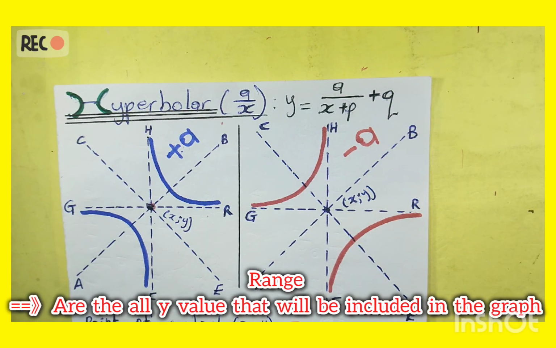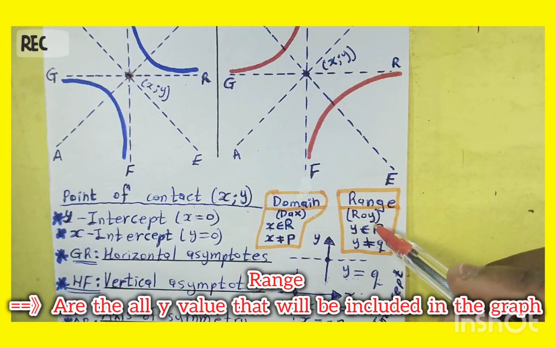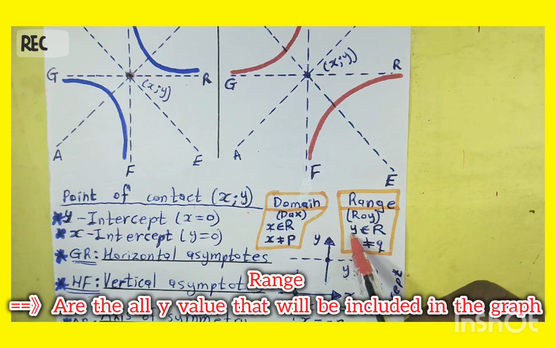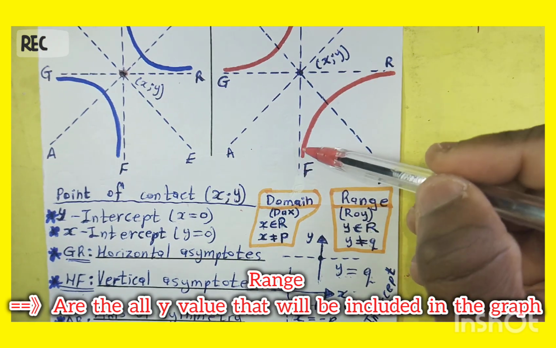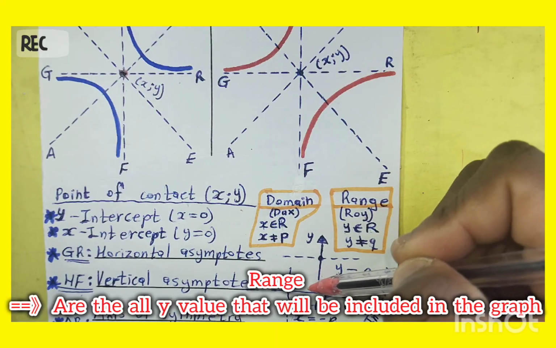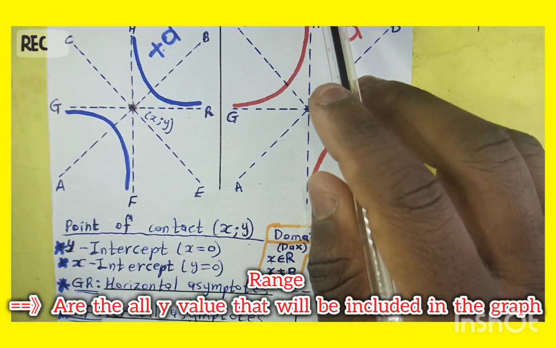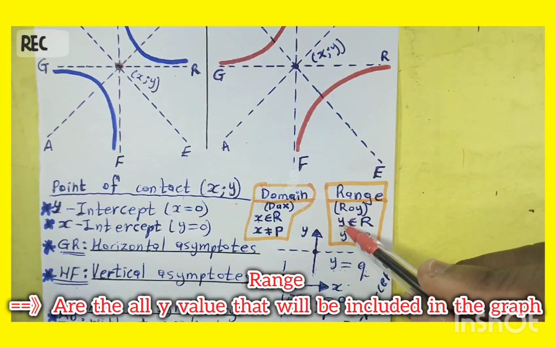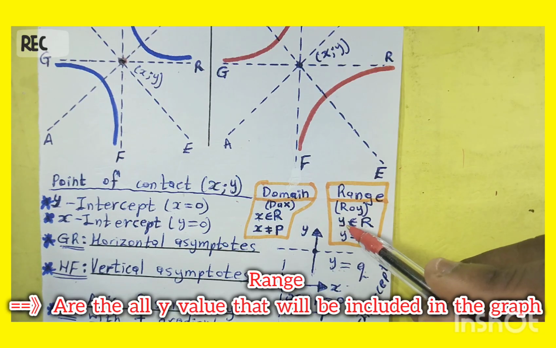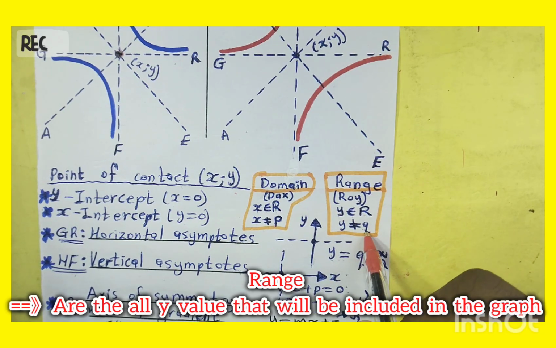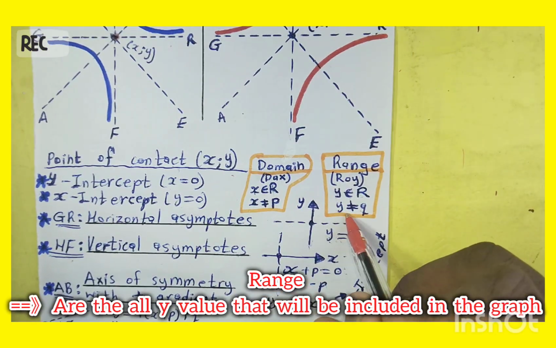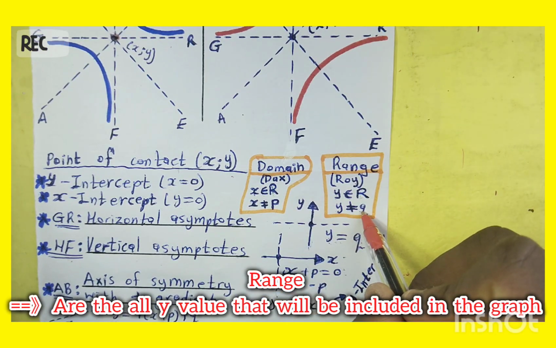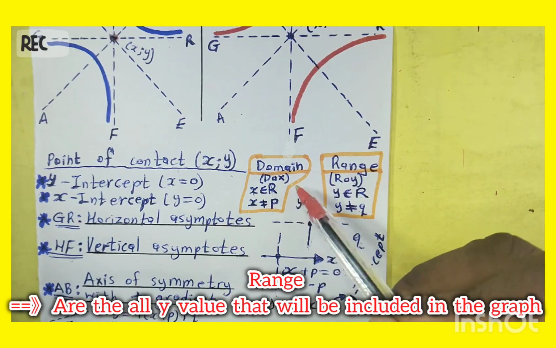So what I need you to understand is that when I identify the range all the time, the range of a hyperbola will be y is an element of real numbers, meaning it starts from where? From negative infinity downwards until positive infinity upwards for the y value. All the values will be included, except the Q. That Q is a horizontal asymptote, meaning that y is not equal to Q. Do you see this? Please, guys, take note of the domain and the range.